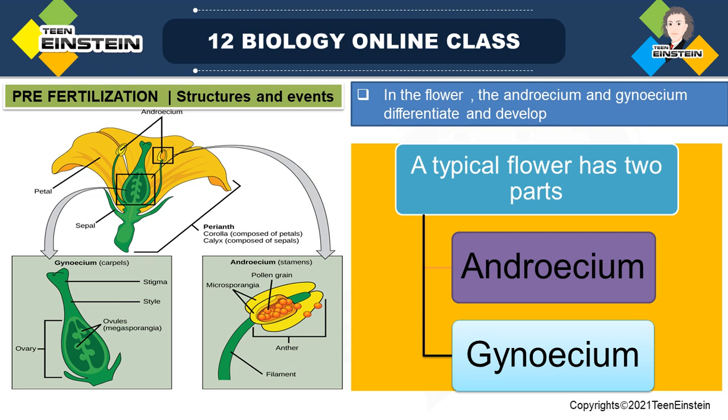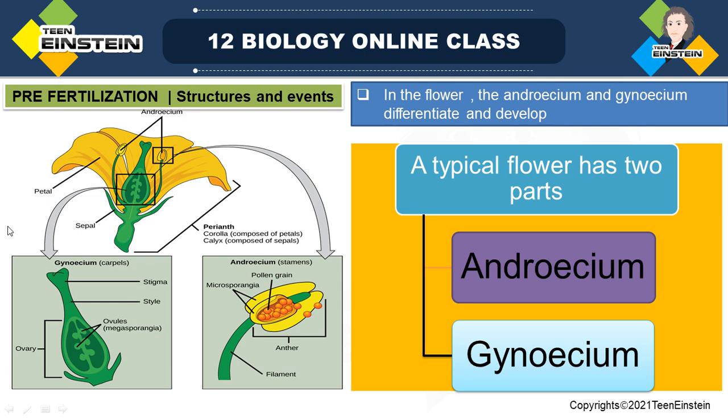So a typical flower has two parts. Which are the two parts? Androecium and gynoecium. Androecium is the male reproductive part and gynoecium is the female reproductive part. In this diagram, you can see sepal is present, petal is present, then androecium and gynoecium. Here the sepal and petal are the non-essential whorls, and the androecium and gynoecium are the essential whorls of a flower.